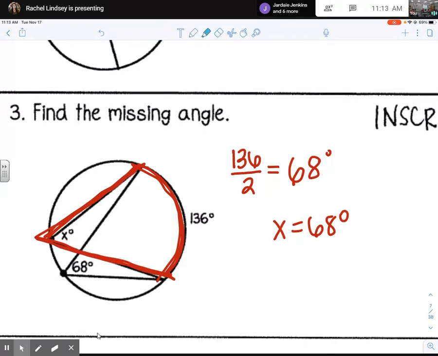What do you notice about this angle right here, though? It's also 68 degrees. What do you notice about their arcs? Are their arcs the same? Yes. So if 2 angles have the same arc, they're the same angle.